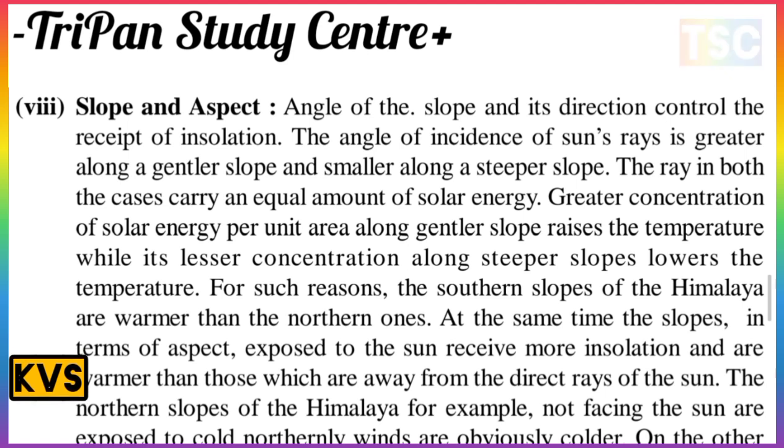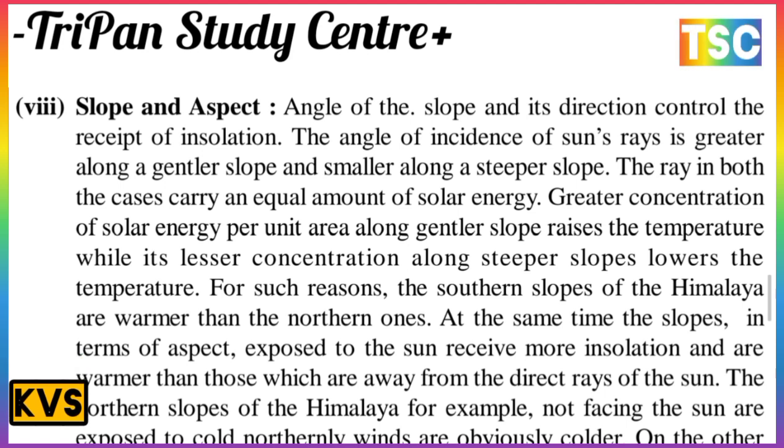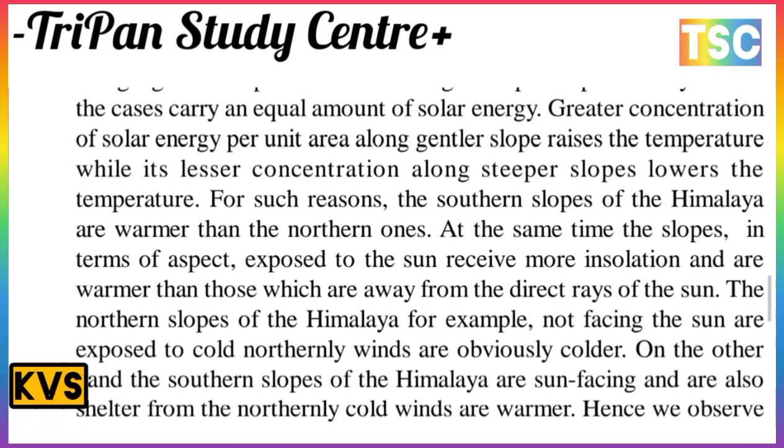For such a reason, the southern slopes of the Himalaya are warmer than the northern ones. Sometimes the slopes in the aspect exposed to the sun receive more insolation and are warmer than those which are away from the direct rays of the sun. The northern slope of the Himalaya, for example, is not facing the sun and is exposed to cold northerly winds, so it is cold. On the other hand, the southern slopes of the Himalaya are sun-facing and also sheltered from the northerly cold winds, so they are warmer.